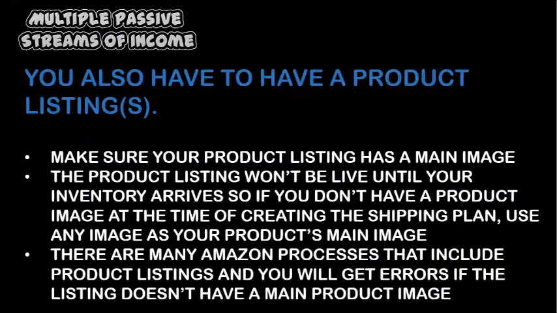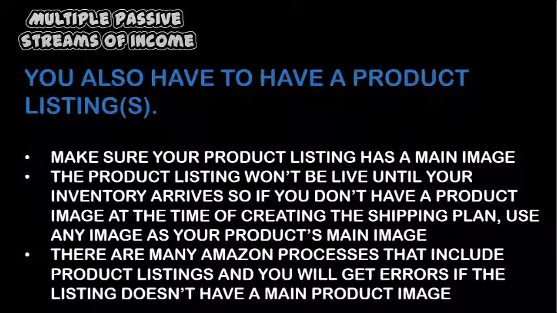Before you can make a shipping plan, you have to have a listing already for your product. So make sure that you create your listings and also add a product image to your listings. It just seems like when there's no image, whenever you need to use that product listing for anything such as a shipping plan, it's not going to let you do it. If you don't have product pictures for your product already done, just add any picture as the main image.